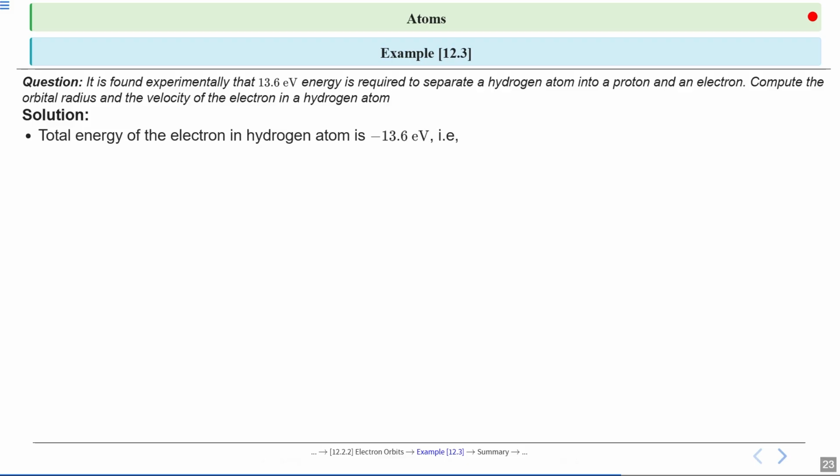So first, let's focus on the total energy of electron in a hydrogen atom. The energy is given as negative. The negative sign tells us the electron is bound to the nucleus. Okay, so 13.6 electron volt energy is required to remove the electron from hydrogen atom. That means electron is having what amount of energy? It is having negative energy, and it is equal to 13.6 electron volt itself. But it is negative energy.